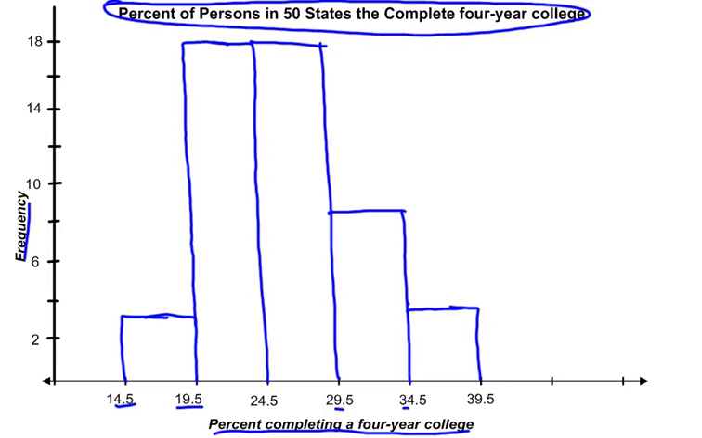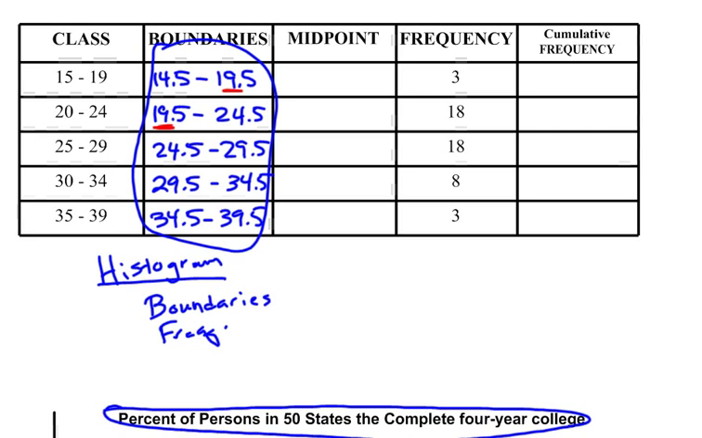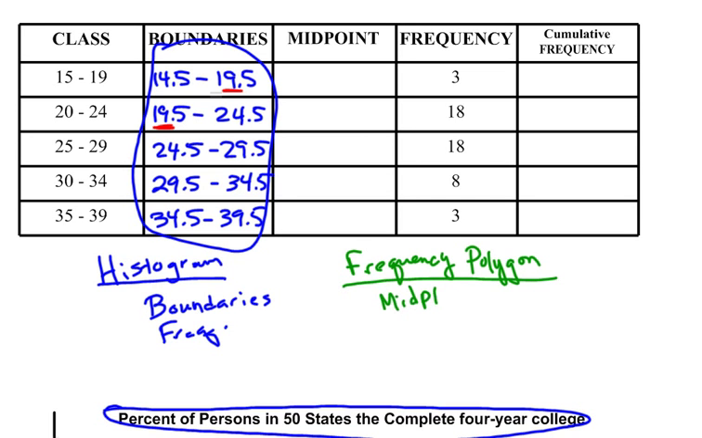Okay, so that's the first part of number 8. The second part of number 8 asks us to make a frequency polygon. Now, when we make a frequency polygon, we're going to need a little bit more information from up here. So, real quickly, for the frequency polygon, that's a long word to write. For the frequency polygon, I'm going to need the midpoint of each class, and I'm going to need the frequency.